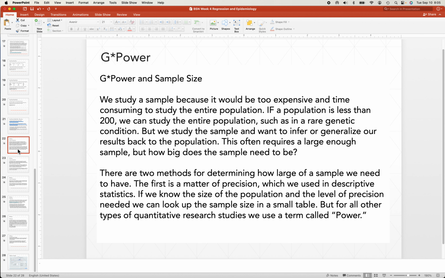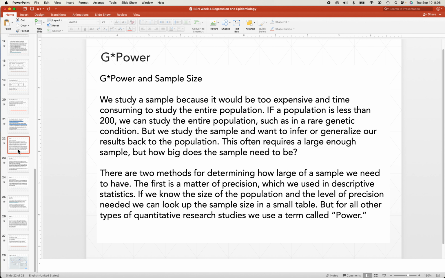If the population is, say, less than 200, there are no hard rules about this. When we get down to a population less than 200, we might want to study the entire population. There might not be a need to sample such a small population. For example, if we have a rare genetic condition, we do a search across the United States and only 150 people have this condition. We want to study it. We might want to try to include all of them in our study, all those who are willing to consent to be in the study.